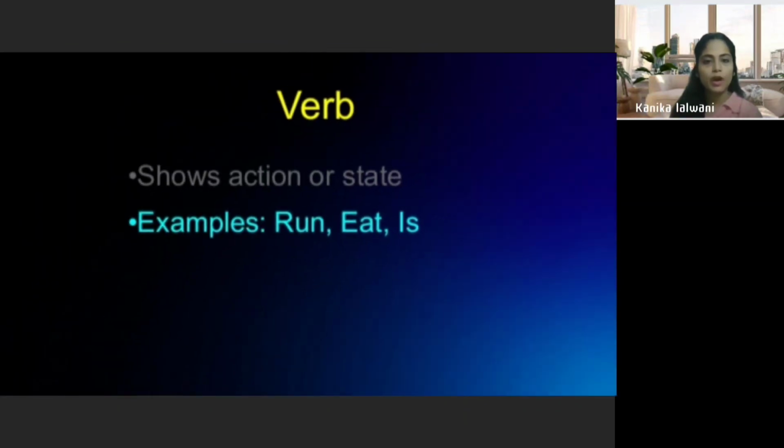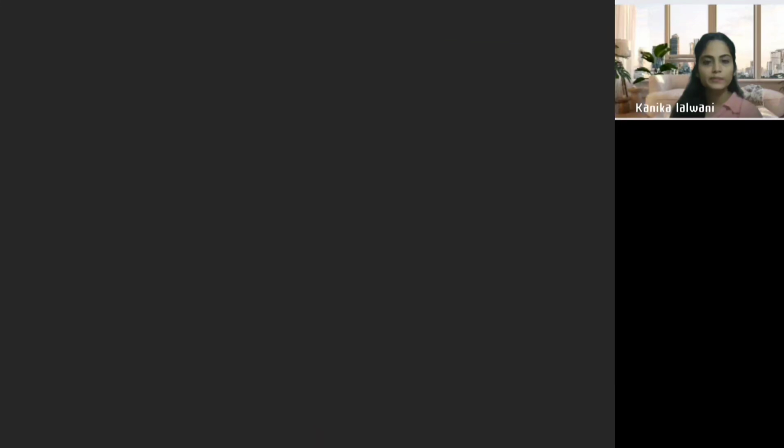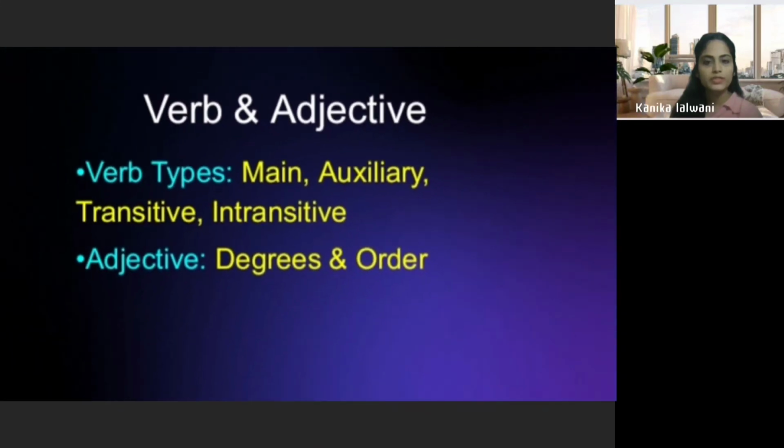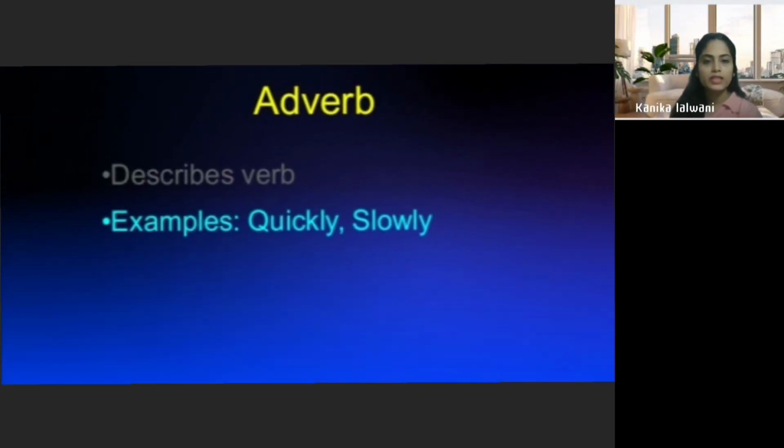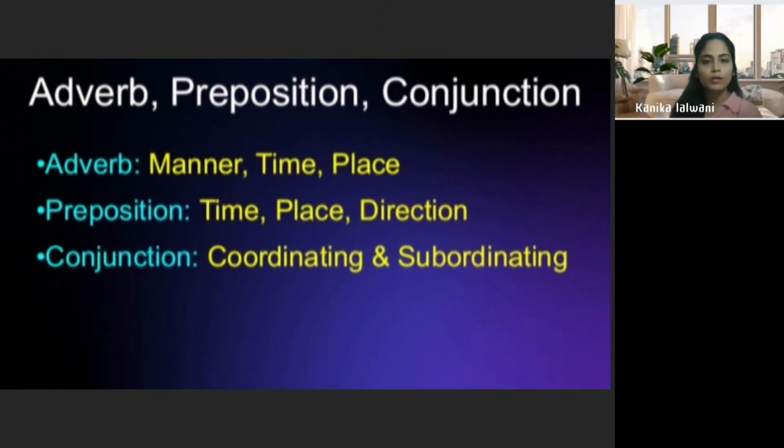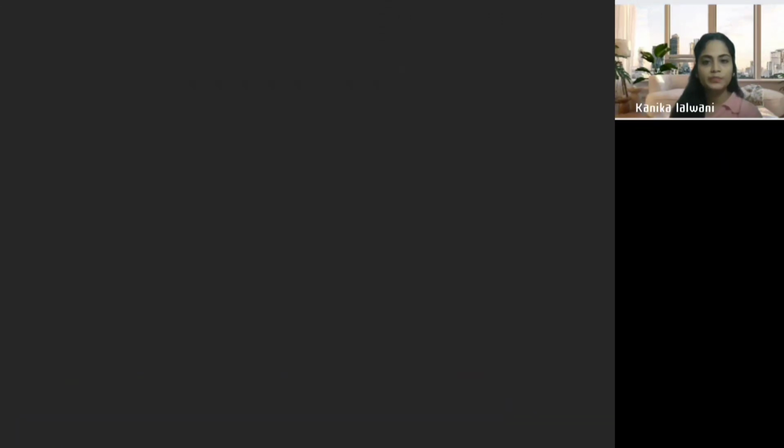After that comes verbs, which show action or state. We study main verbs, auxiliary verbs, and transitive and intransitive verbs. Then we understand adjectives, which describe nouns, including their degrees of comparison and correct order. Adverbs tell us more about verbs: how, when, where, or to what extent something happens.